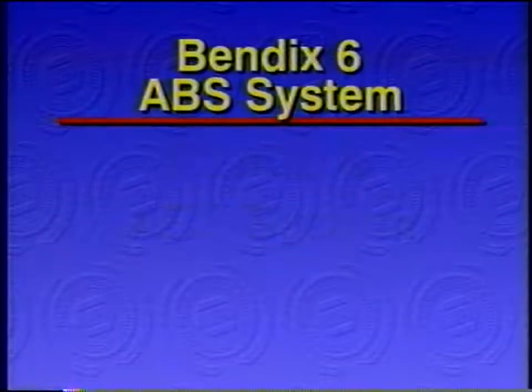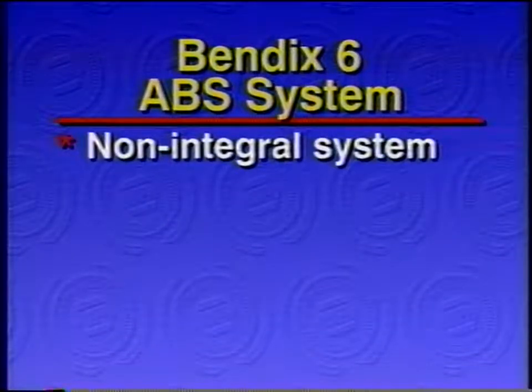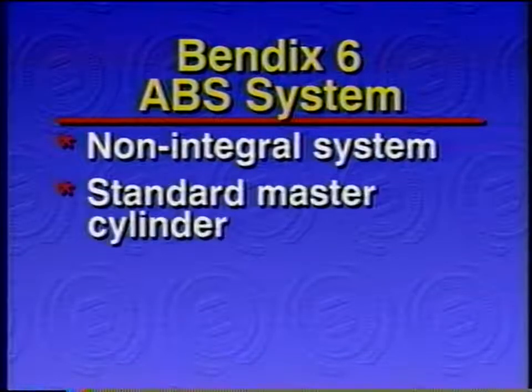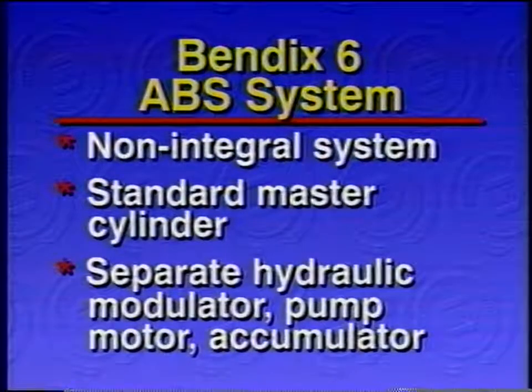Unlike the Jeep and Bendix 10 ABS systems that we've just described, the Bendix 6 system is an add-on or non-integral anti-lock brake system. It uses a standard master cylinder and vacuum booster with a separate hydraulic modulator, pump motor, and accumulator assembly located on the frame rail.